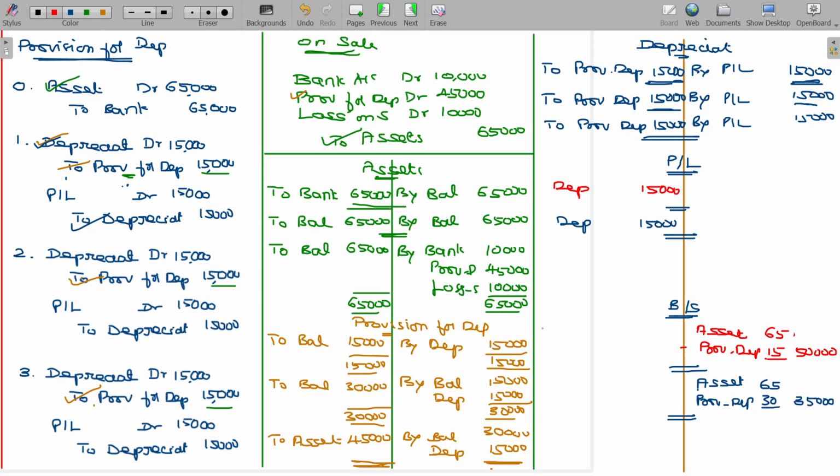And the third year again depreciation being 15,000. In balance sheet, asset account being 65, provision for depreciation being 45. Later on sold, அப்போ ஒண்ணுமே appear ஆகும். Later on sold, close பண்ணி. So இப்போ இந்த டிஃபரன்ஸ் தெரிஞ்சுங்க.